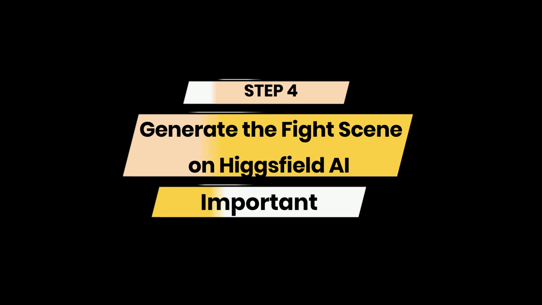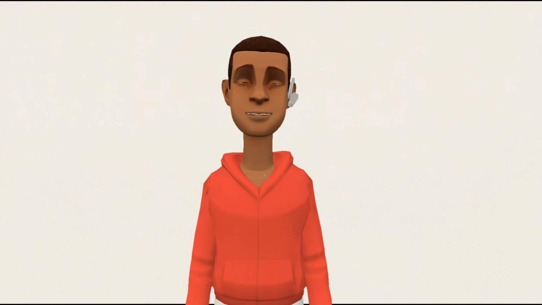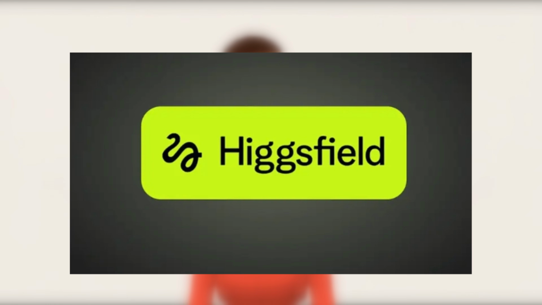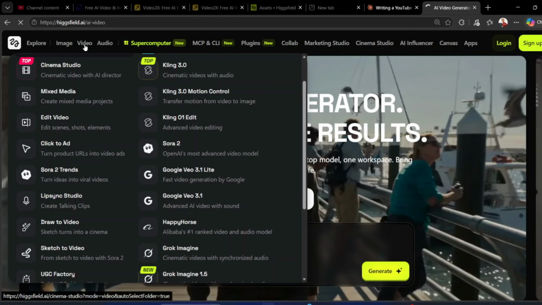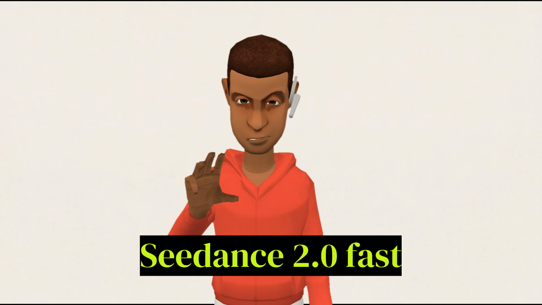Step 4. Generate the fight scene on Higgsfield AI. The AI tool I use for this is Higgsfield AI, and you can find it at higgsfield.ai. Head over there and create an account. The model I use is Seedance 2.0 Fast.